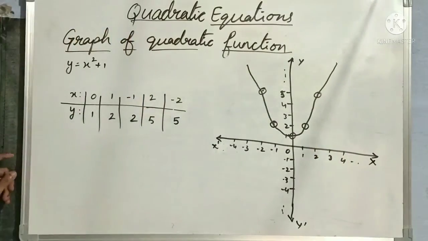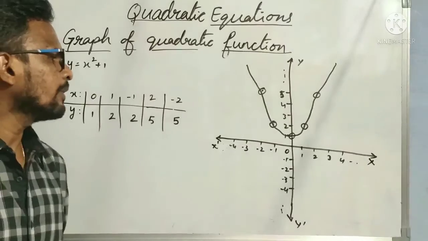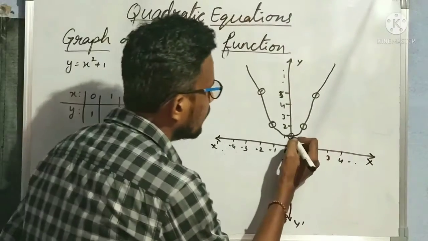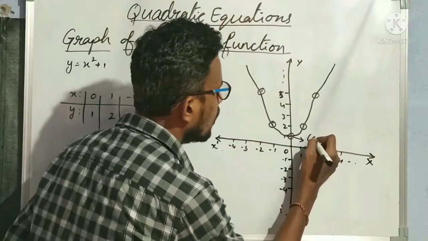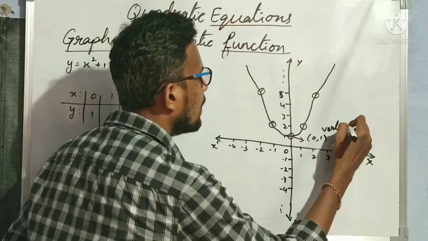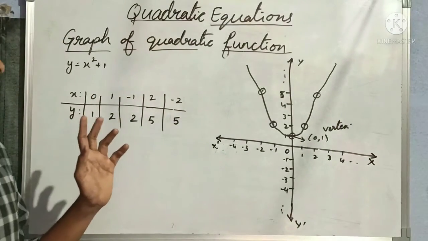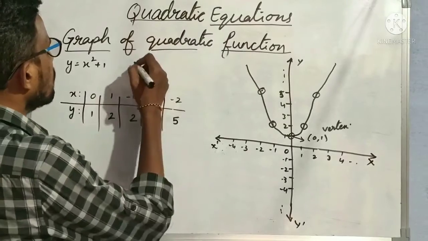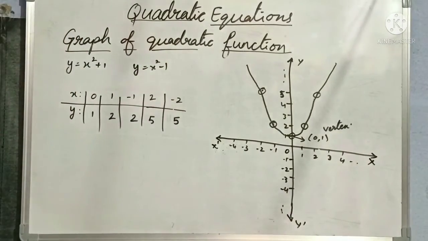Right? This is our parabola. Understood? So now what is the vertex of this graph? At what point the graph is intersecting our axis, that is 0, 1, right? So our vertex becomes 0, 1. Understood? So when it is y is equal to x square minus 1, then how will our graph be?